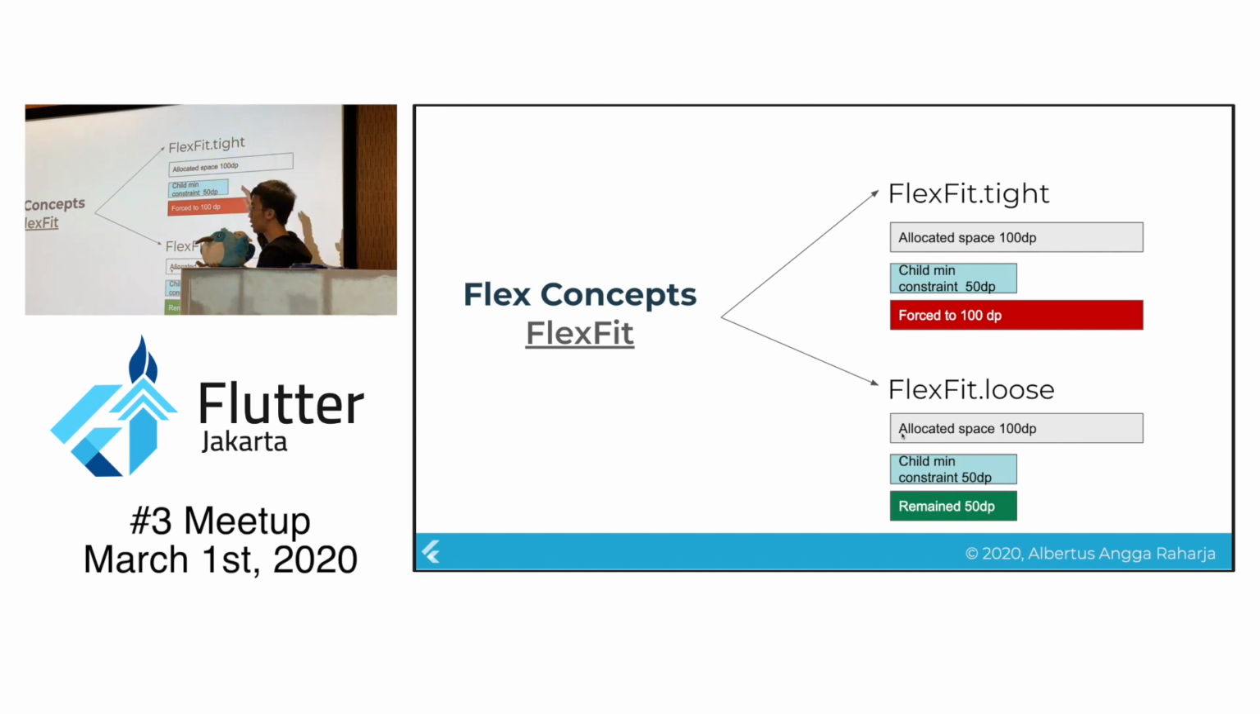For the first one, if your parent widget allocates 100 dp of space, and your child widget has a minimum constraint of 50 dp, it will force it to 100 dp. But for FlexFit.loose, if the allocated space is 100 dp and the child's minimum constraint is 50 dp, it will not force it to 100 dp. This is useful if you have a small widget that you don't want to expand. You should use FlexFit.loose if you care about it. But most of the time you can use FlexFit.tight.